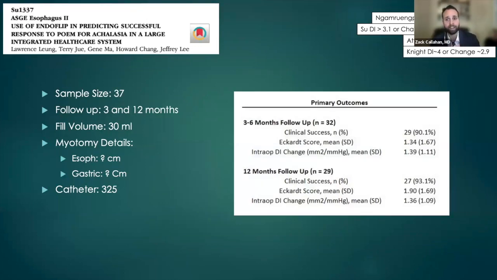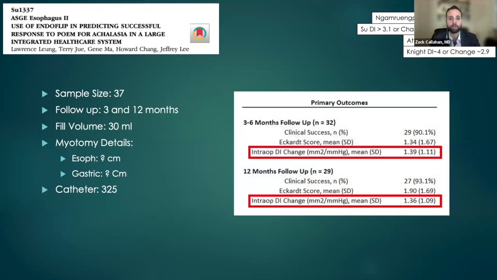I tried to stay out of the abstracts, but there's really pretty limited data. And I think this study out of Kaiser Permanente nicely shows the pendulum swinging back the other way. So the authors found a 90 and a 93% success rate at early and later follow-up with an intraoperative change in DI of just 1.3. And this is obviously a huge difference from the Teitelbaum or Knight study there.